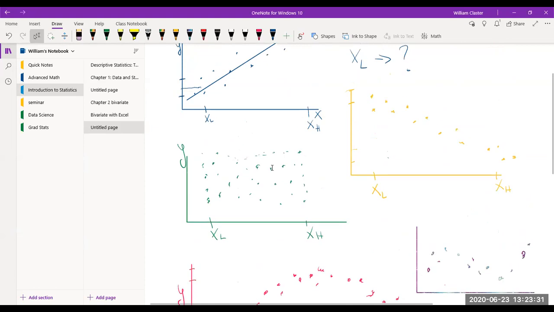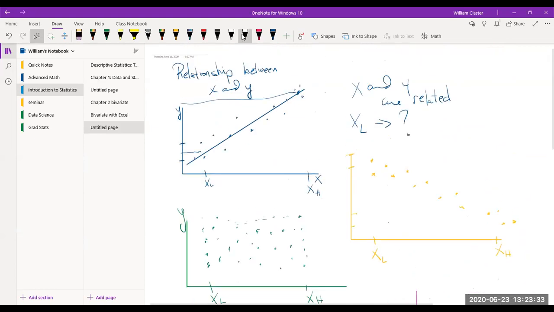Now, somebody used the word correlation. How do I spell correlation? C-O-R-R-E-L-A-T-I-O-N. Okay, so there's only an L. Okay, good. Thank you, Yohei, for the spelling. There's only one L. My bad.